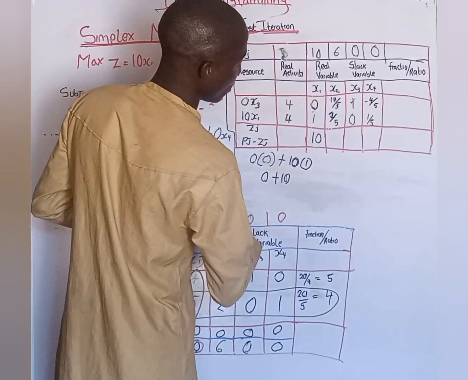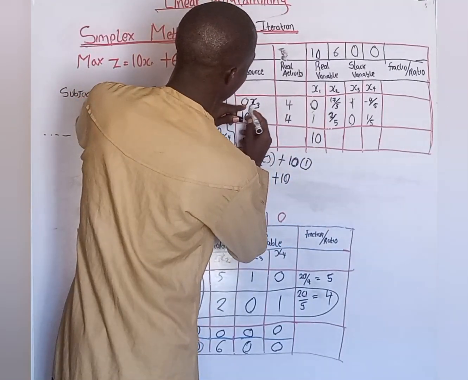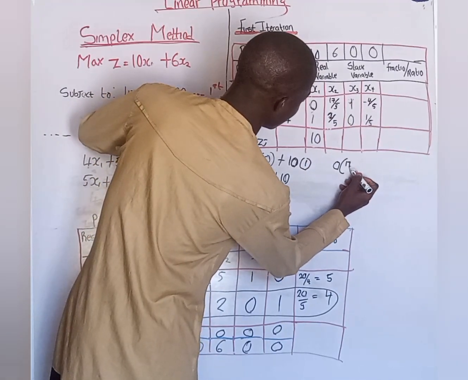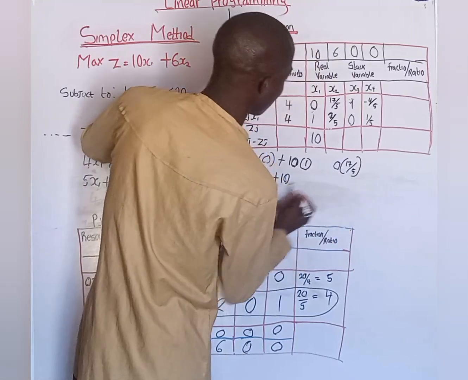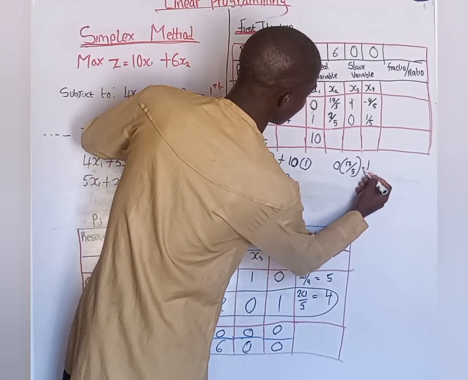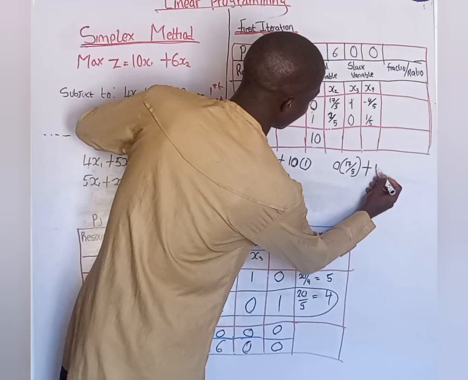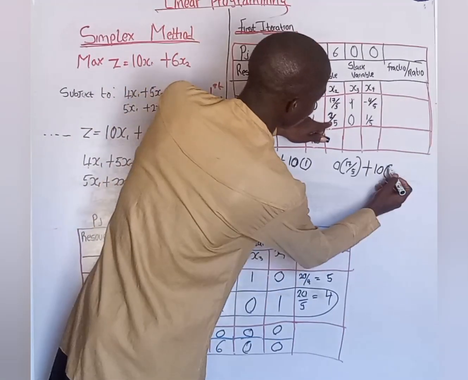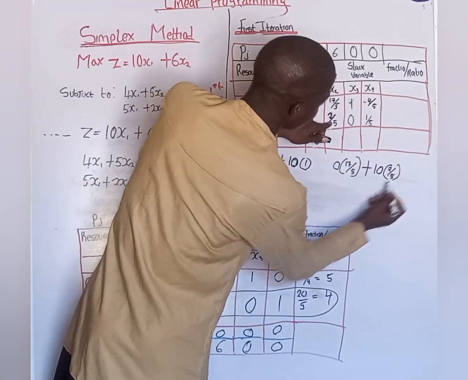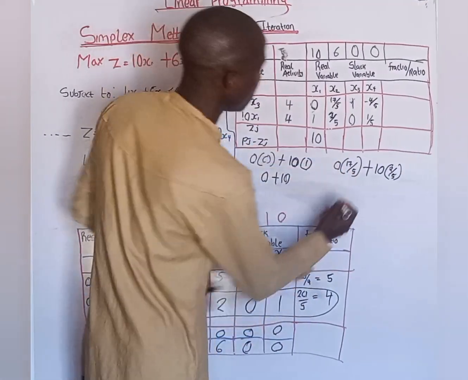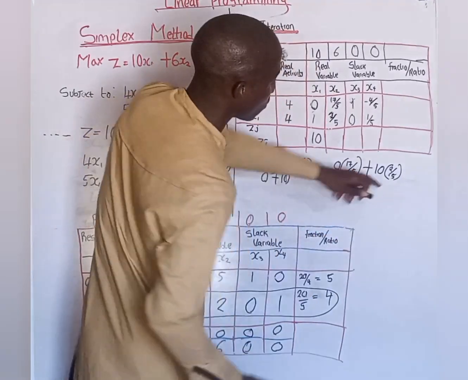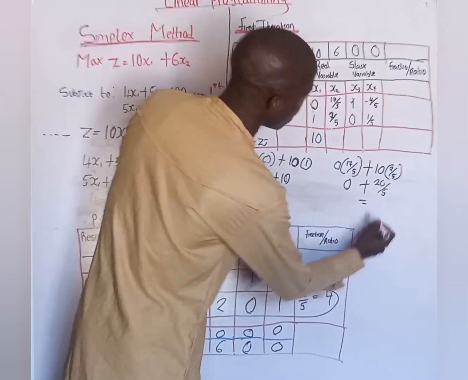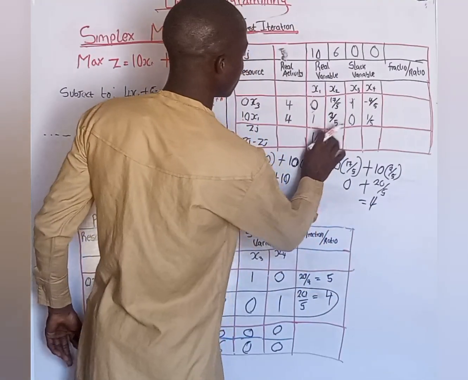If you want to get the zj of this column, it will be 0 multiplied by the element in the column. That will be 0 into bracket 17 divided by 5. 0 multiplied by 17 divided by 5 will give us 0, plus 10 multiplied by 10 into bracket. The value of the element in that column is also 2 over 5. 10 multiplied by 2 over 5 will give me 20 all over 5. Of course, 20 divided by 5 is 4. So the value of zj in this place is 4.